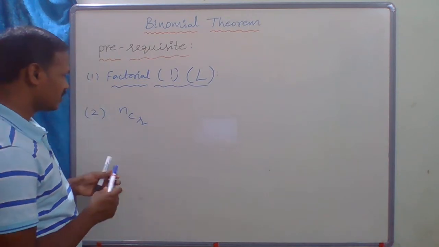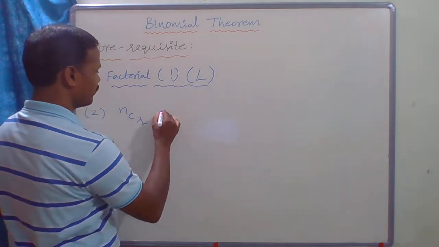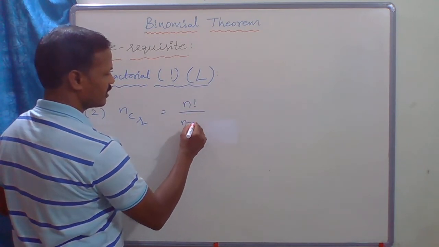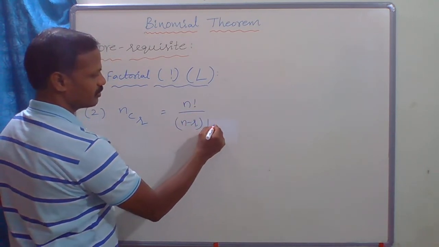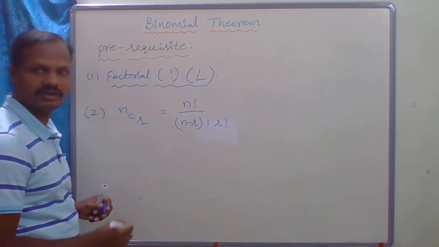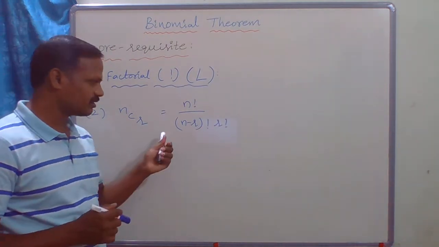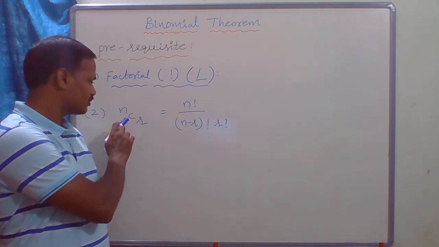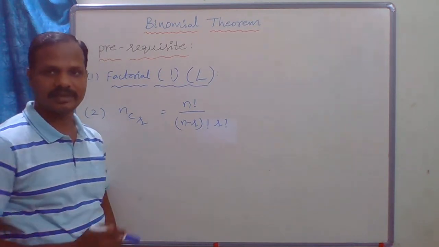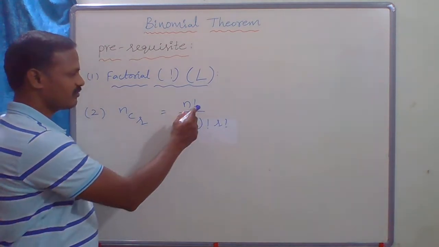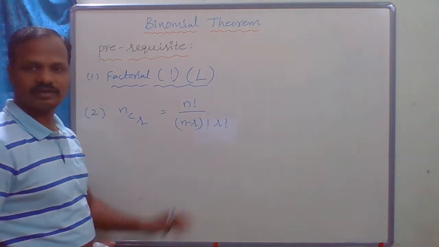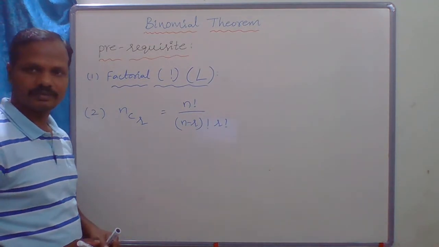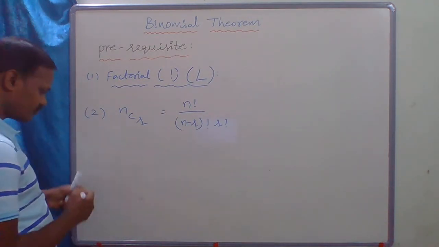So the formula for nCr equals n factorial by n minus r factorial into r factorial. Actually we will learn this concept in the permutation and combination topic. This is for combination. So nCr equals n factorial by n minus r factorial into r factorial. Now one more thing.